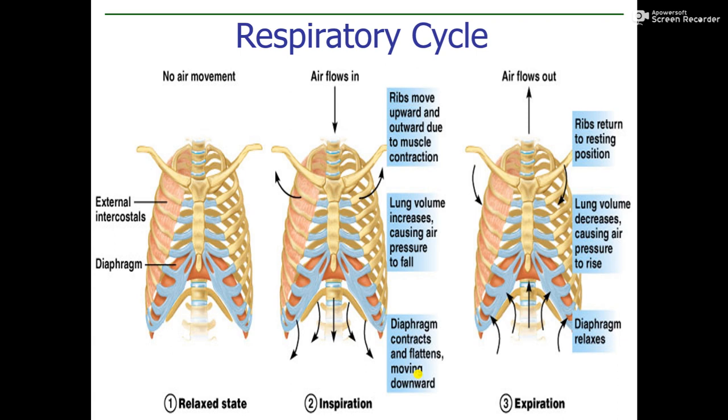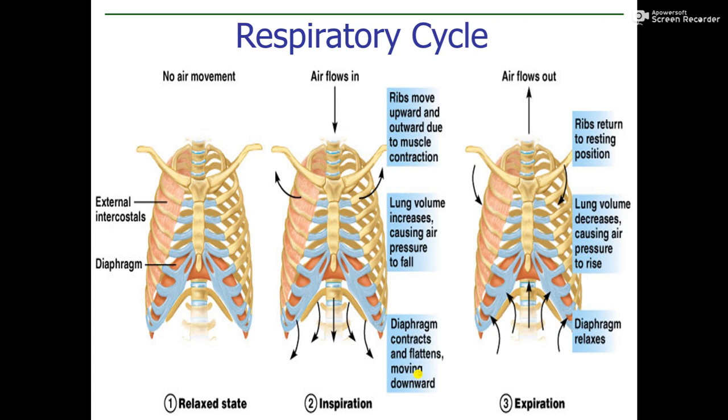So this is a very simple mechanism of how air intake occurs: the ribs move upward and the muscles contract, while the lung volume capacity increases, causing air pressure to fall. So the diaphragm contracts and flattens, moving downward. Look at the position of the diaphragm.